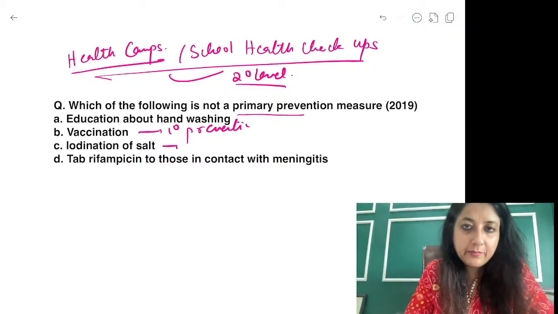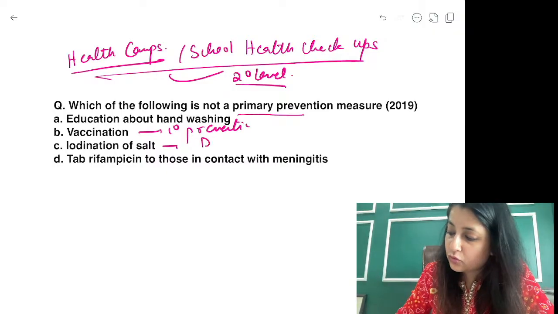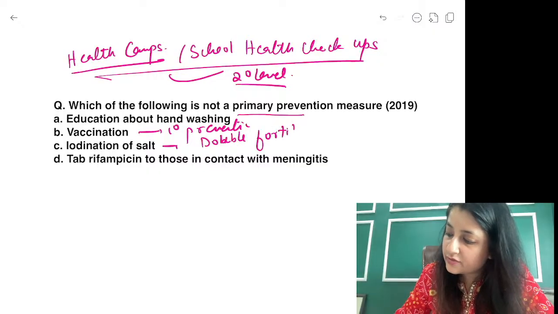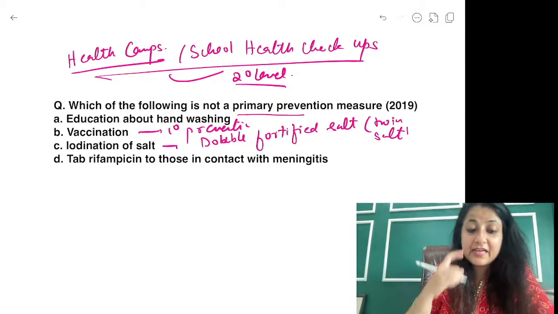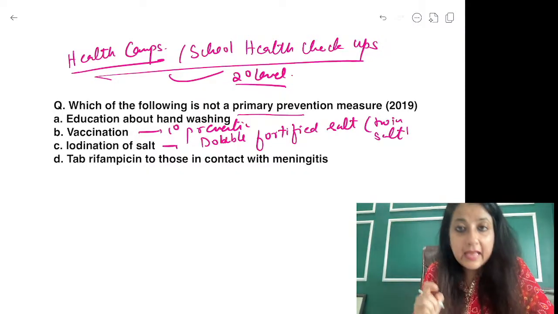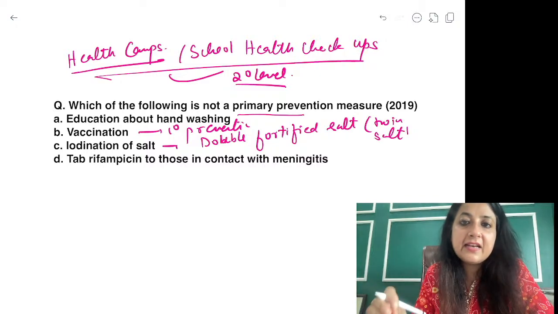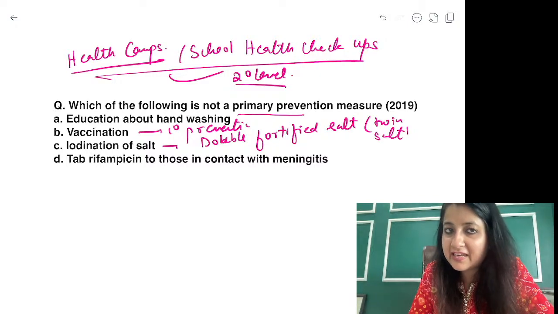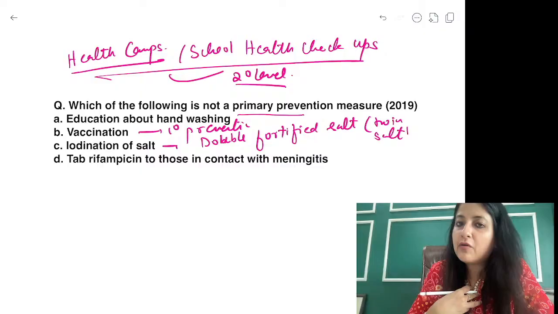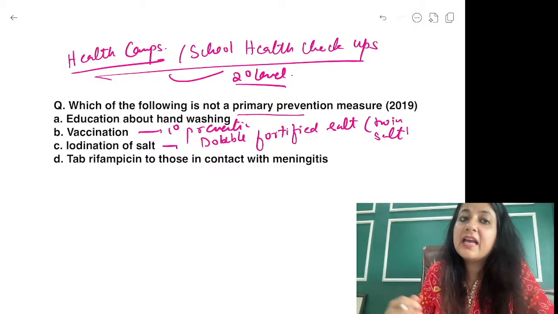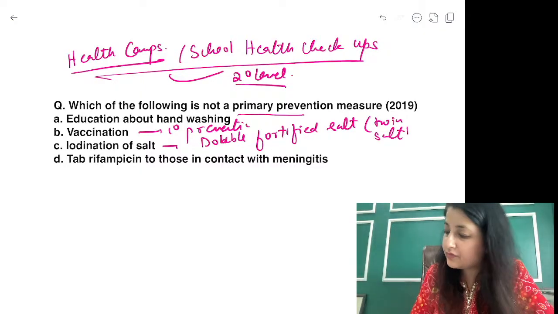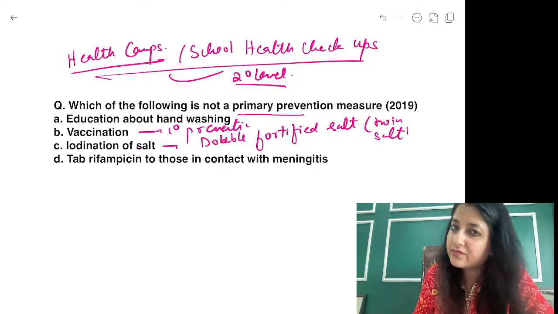Iodine in salt, double fortified salt. Why do we have a double fortified salt? Twin salt, as it is called, double fortified salt, has both iron as well as iodine in it. It is particularly given in areas which are iodine deficient. Right now I have not developed iodine deficiency, and I don't want to develop it. So this is also primary prevention, specific protection.